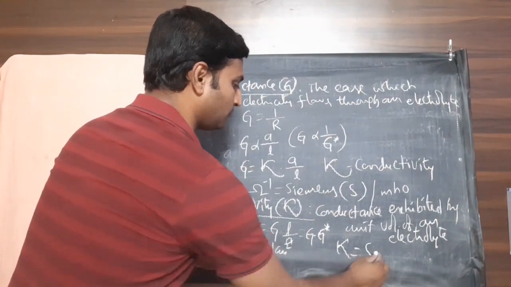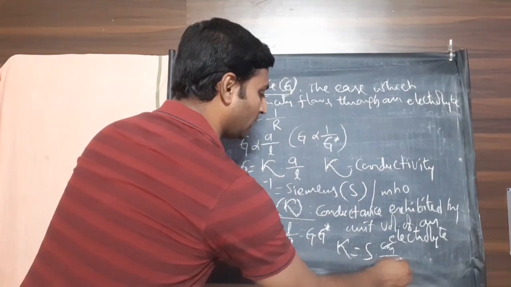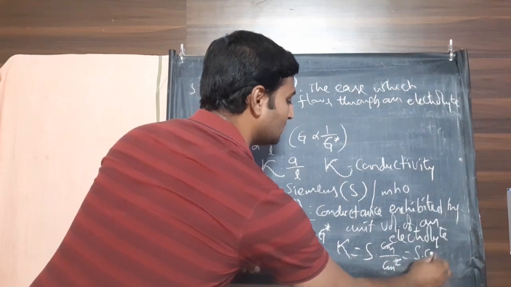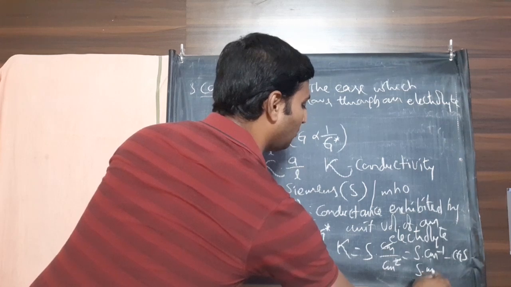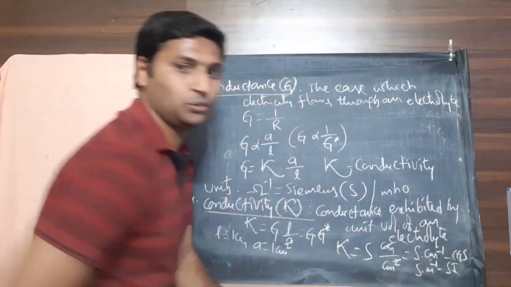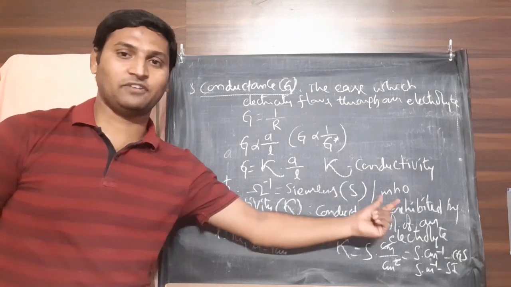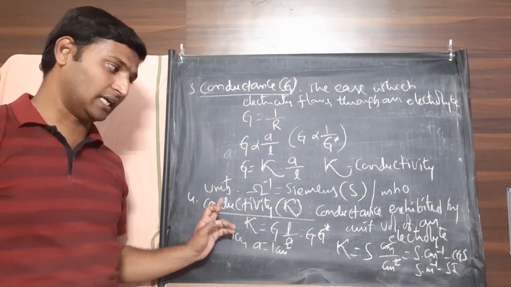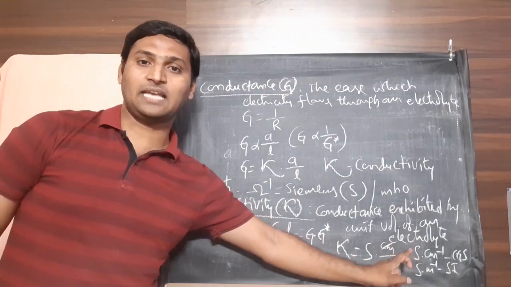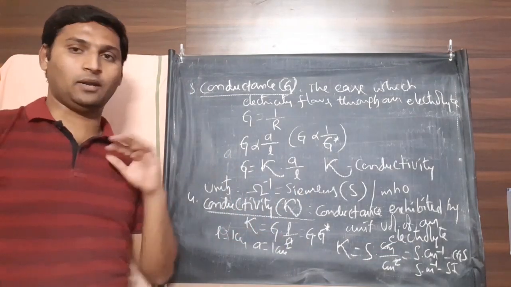Conductance is Siemens, length is centimeter, area of cross section is centimeter square. If you simplify, Siemens centimeter inverse if it is CGS units, Siemens meter inverse if it is SI units. So the conductance exhibited by unit volume of an electrolytic solution is called kappa, conductivity or specific conductance, and its units are Siemens centimeter inverse or Siemens meter inverse from the formula.